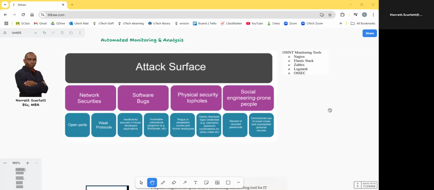Welcome to Intelligence Gathering and Analysis. I'm Horit, and we are now at Unit 5, which is our final unit. And we want to look at automated monitoring and analysis.